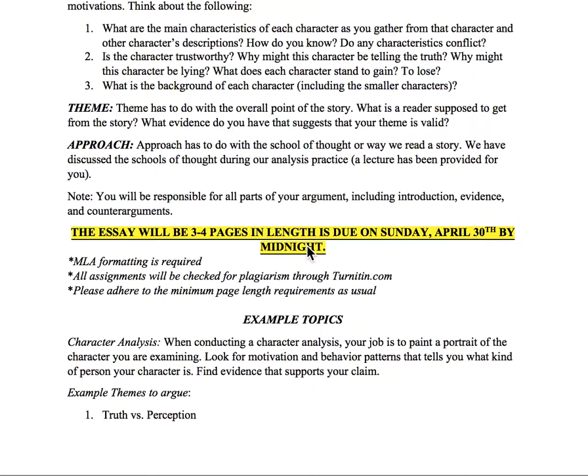the message, the point of the story. So what is the reader supposed to learn from this story? What evidence talks about this theme? What shows this theme in the story?